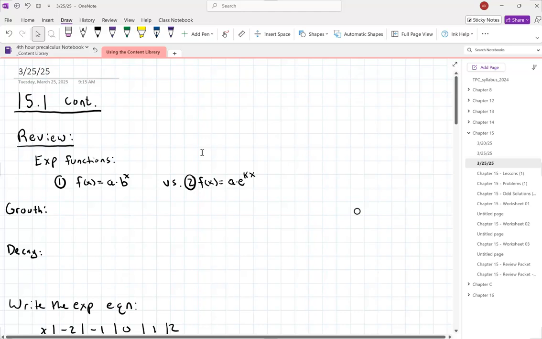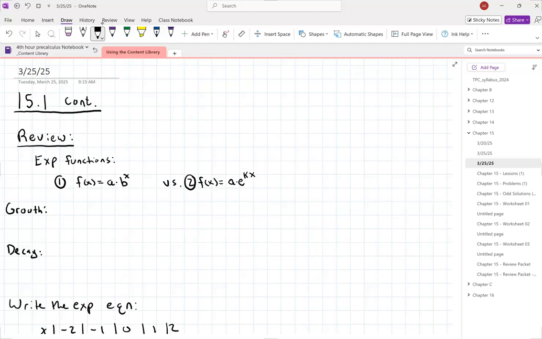So one of the things we talked about in 15.1 was that we started talking about exponential functions. And we talked about how there are two different ways to represent an exponential function, right? You can write them as a times b to the x, and then a times e to the kx, right? And then amongst all exponential functions, you have two types. You have growth and decay.